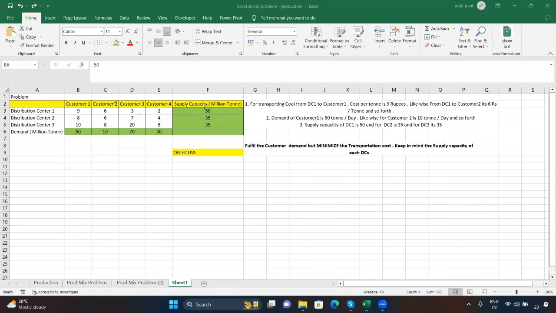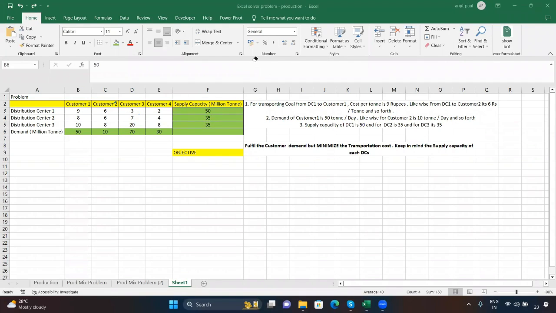So this will be one of the constraints, and we need to keep in mind while solving this transportation issue. So if I say for the DC2 also, to transport the coal from DC2 to customer 1, the cost is 8 rupees per ton. From DC2 to customer 2, that is 6 rupees per ton. Likewise, 7 rupees per ton for transporting the coal from DC2 to customer 3. And to transport it from DC2 to customer 4, that is 4 rupees per ton. And what is the supply capacity? The maximum supply capacity of DC2 is 35 ton per day.